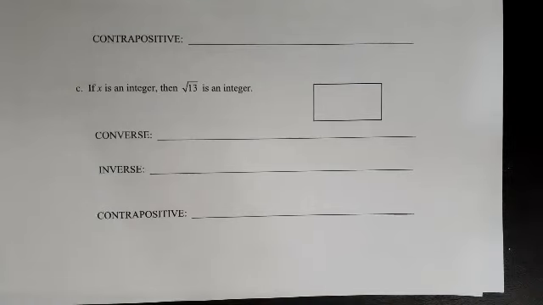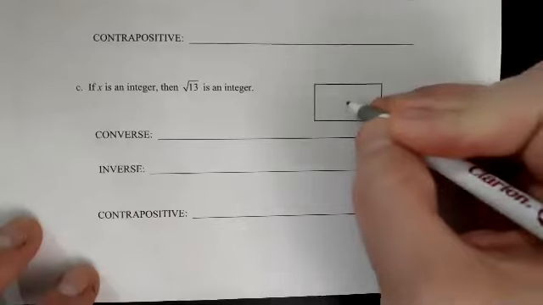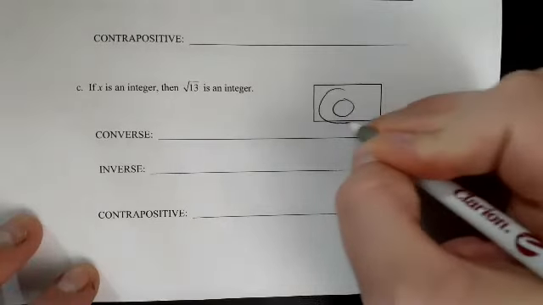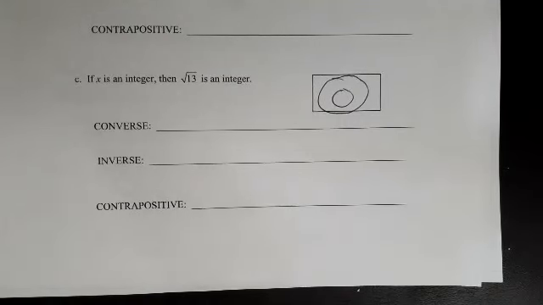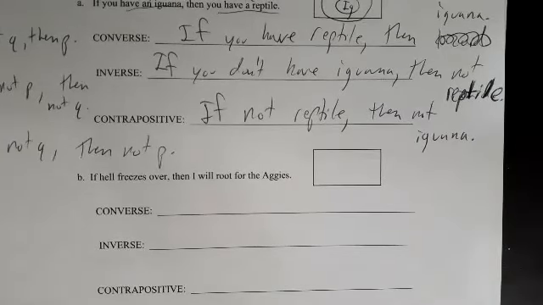So if x is an integer, then the square root of 13 is an integer. Okay, Professor. Before you start, I think I missed something. On the contrapositive, you told us to do that one for homework for the reptile and the iguana. So if it's not a reptile, then it's not an iguana. That was the contrapositive there. Okay, I got it right.